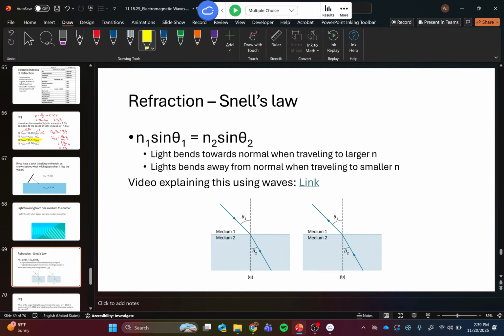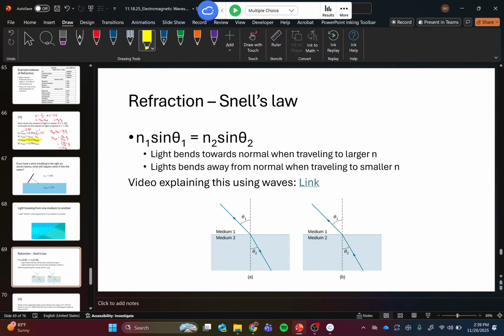Okay, here's Snell's law. There's not much for me to tell you here. I don't derive this; it's experimentally measured. n1 sine theta 1 equals n2 sine theta 2. When light goes from one material to another, this expression tells you how it's going to bend.